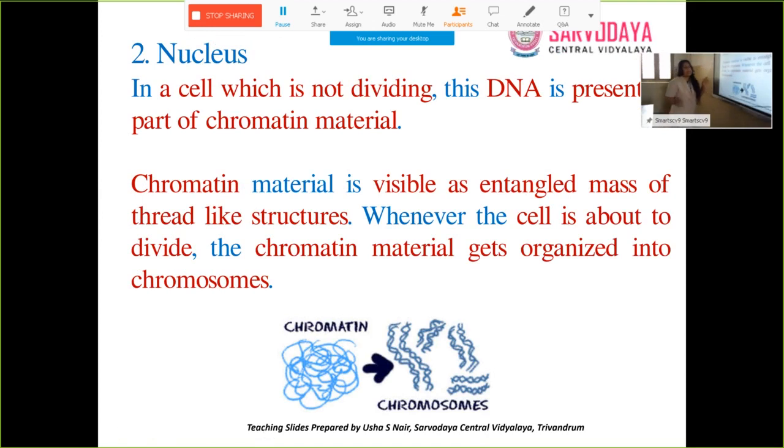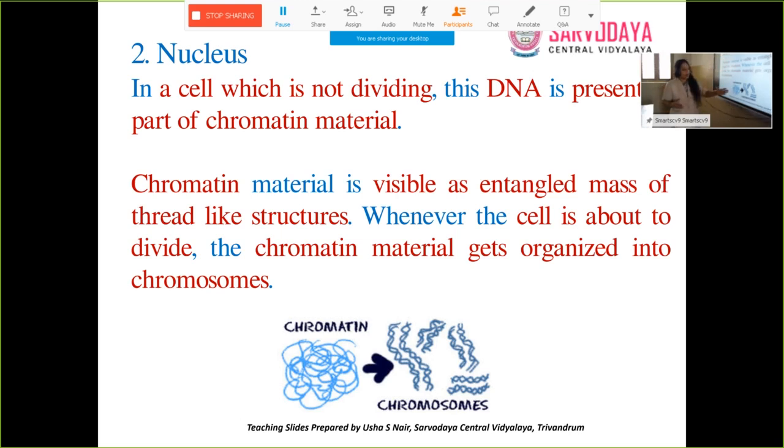Here you can see, in a cell which is not dividing, the DNA is present as chromatin material. These structures are present in the nucleus. So if the cell is not dividing, the DNA is present in the form of chromatin material, and chromatin material is present in the nucleus.